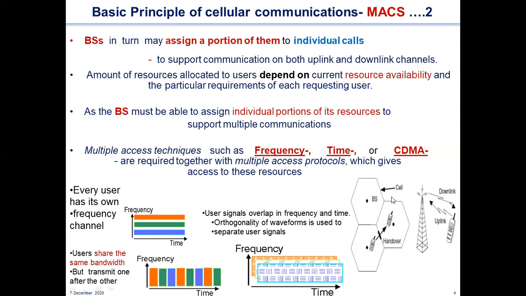to establish a communication between a base station and a mobile station, we should have some resources, and the resources can be frequency, time, or code, or any combination of the three values. So the same thing I'm discussing in this slide. Once some resources are available to the base station, it may in turn assign a portion of them to individual calls.